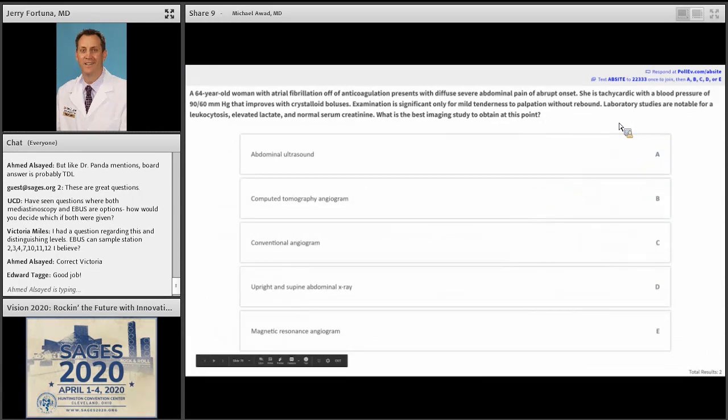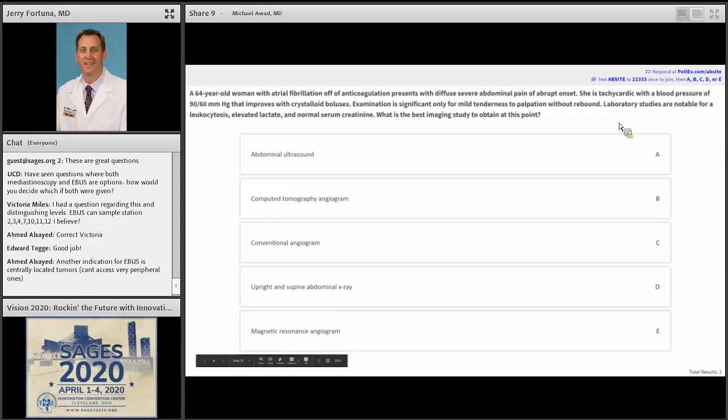All right, so we'll start off here. A 64-year-old woman with atrial fibrillation off of anticoagulation presents with diffuse severe abdominal pain of abrupt onset. She's tachycardic with a blood pressure of 90/60 that improves with crystalloid boluses. Examination is significant only for mild tenderness to palpation without rebound. Laboratory studies are noted for a leukocytosis, elevated lactate, and normal serum creatinine.